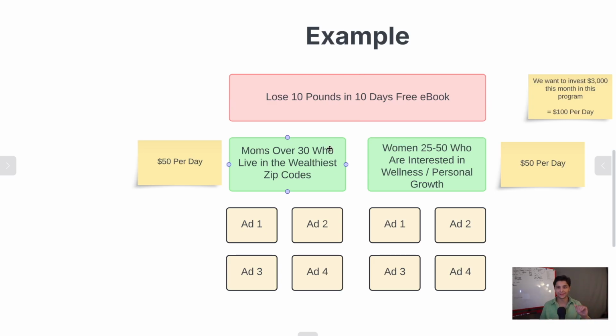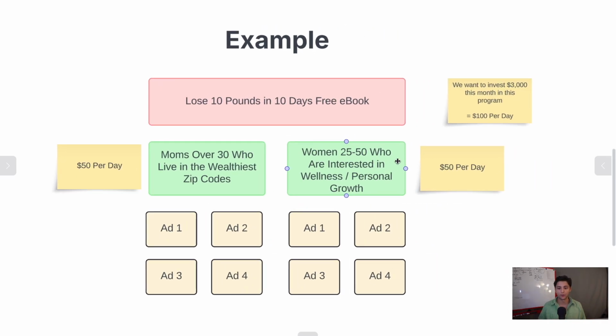So that's one ad set, one group of targeting that we would go after. The second ad set would be women, let's say 25 to 50, who are interested in wellness and personal growth. As you can see, these are two different interests. Probably not the best example, but hopefully you see the point that the ad set level is where we're targeting different avatars and different angles. And again, I mentioned budget here. Let's say we want to test $50 per day on women 25 to 50, and moms over 30 would also be $50 a day, making $100 per day.